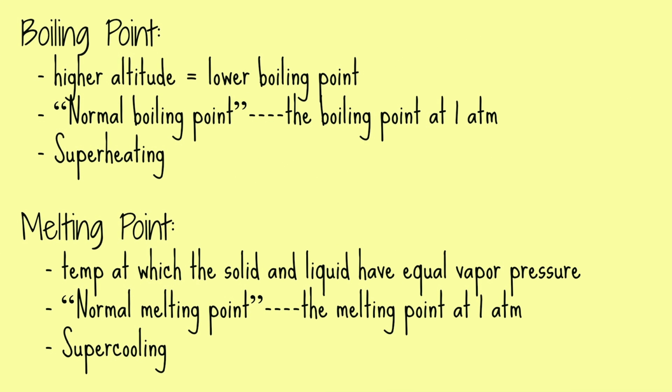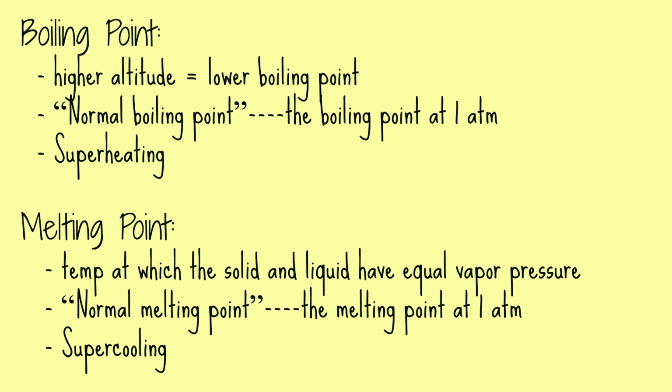The higher altitude something is at, or the lower pressure, the lower the boiling point. Temperature and pressure are always directly related. Normal boiling point is at 1 atmosphere, or sea level. Superheating can also increase or decrease the boiling point, making it easier to boil a substance.